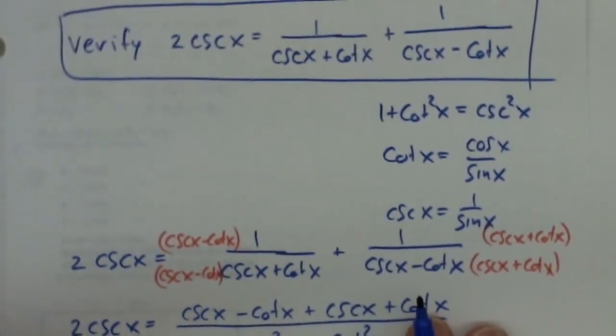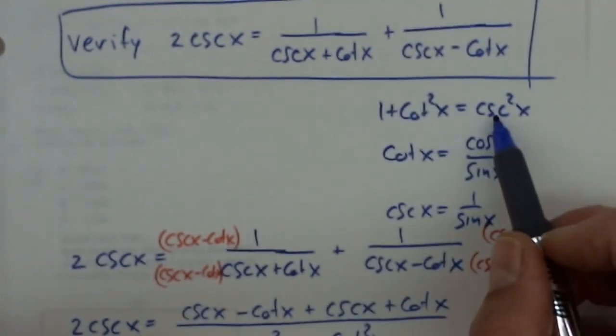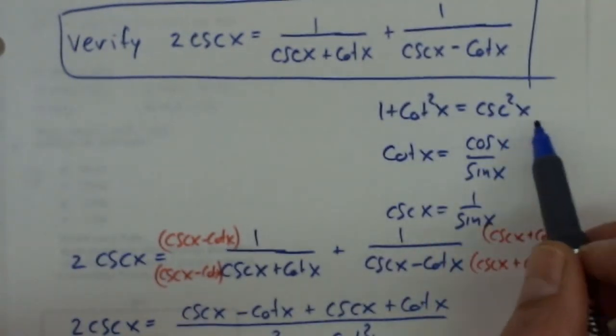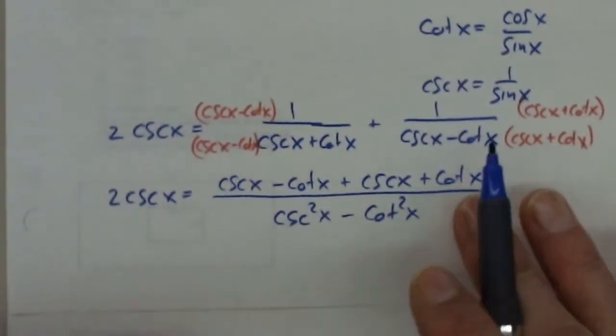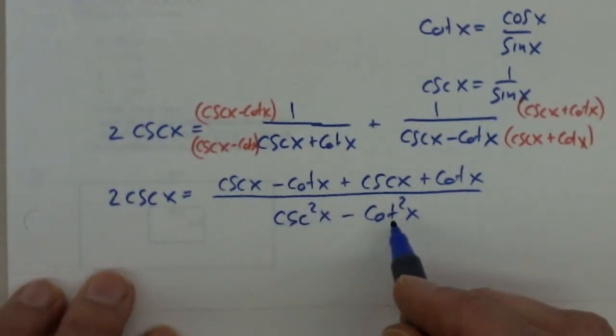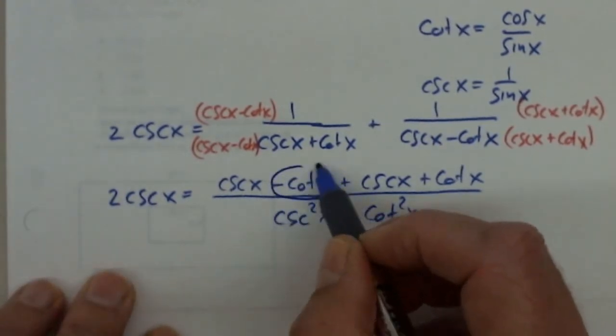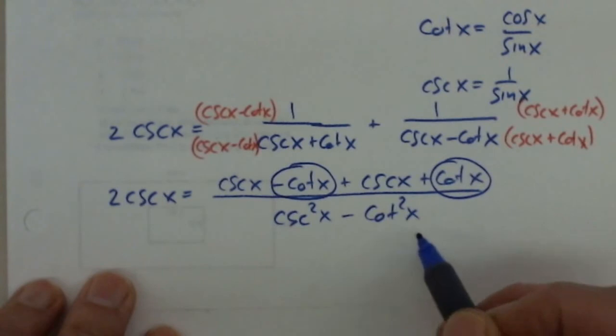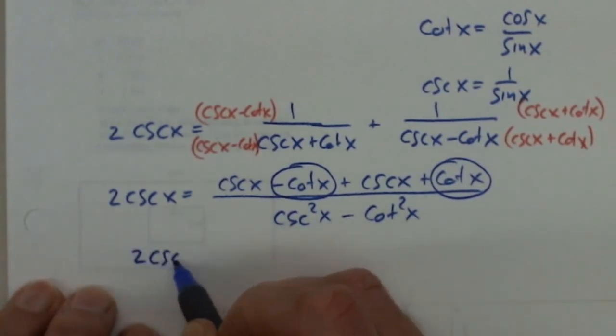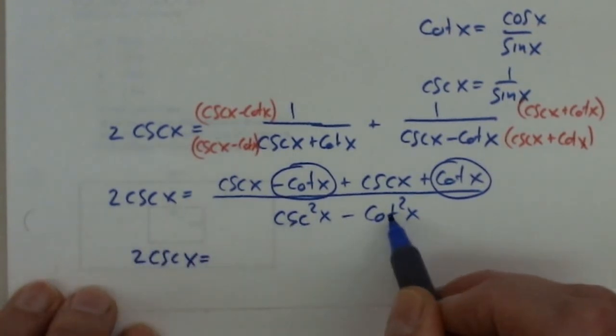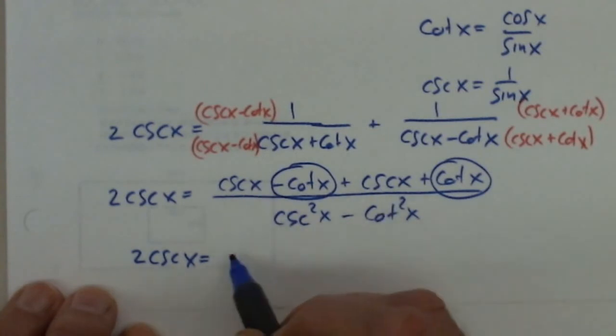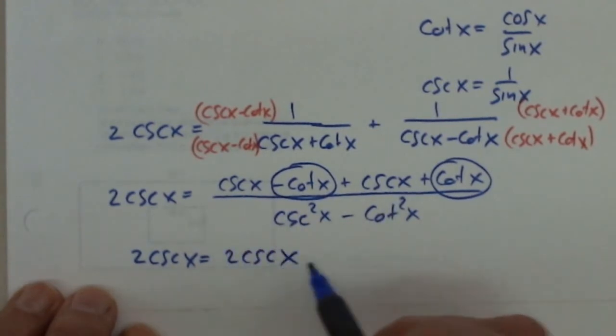Let's see where that fits in here. Cosecant squared minus cotangent squared equals 1. So this denominator is 1. We also have negative cotangent, positive cotangent, and we're done. Because the denominator is 1, cosecant plus cosecant is 2 cosecant.